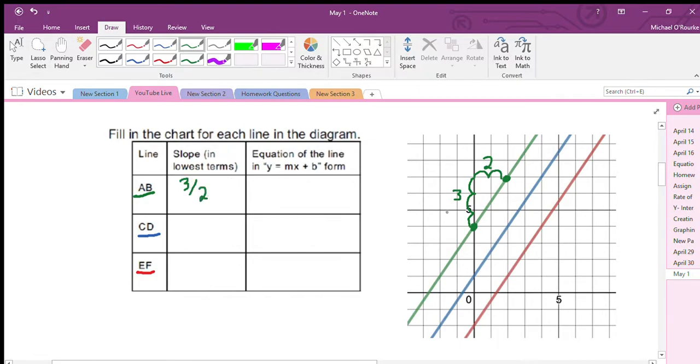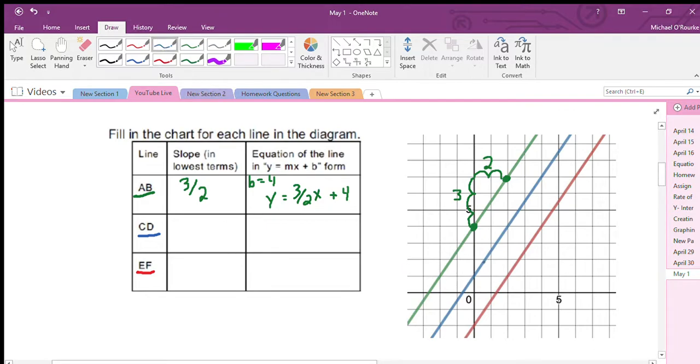What's my equation? Well, I'm going to write here. B equals 1, 2, 1, 2, 3, 4. B equals 4. So my equation is going to be y equals 3 over 2x plus 4. There's my m. There's my slope. There's my y-intercept.